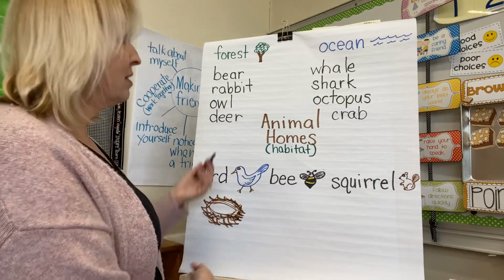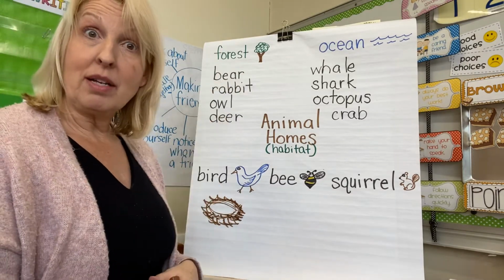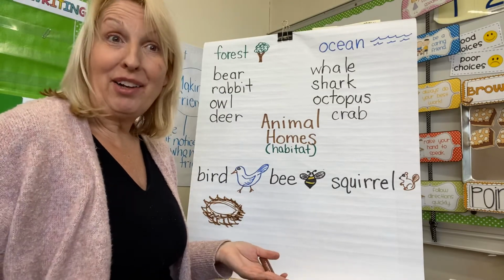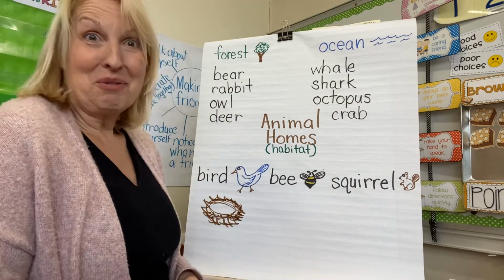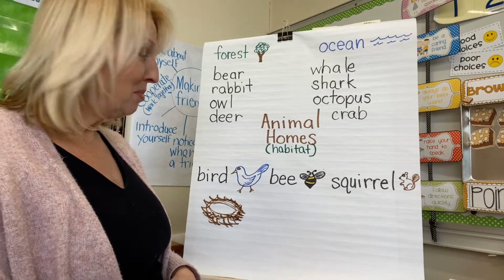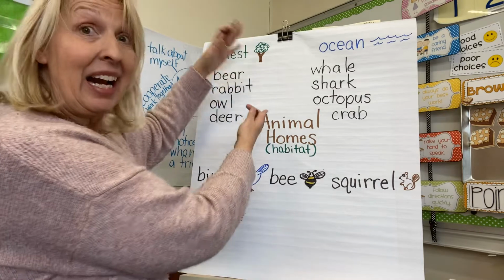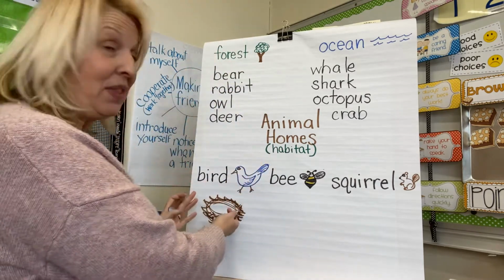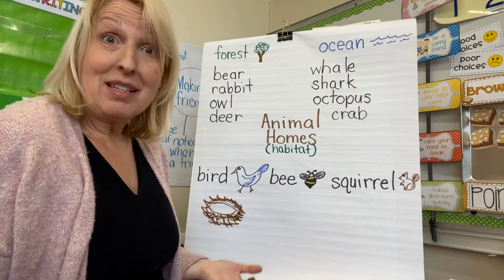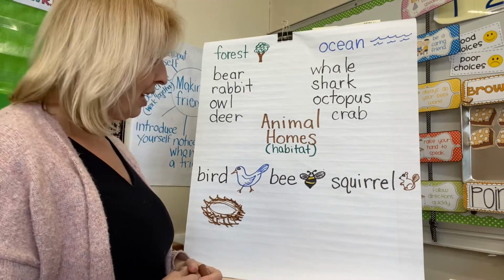So that nest might be in a tree in a forest, or it might be in a tree in your backyard. Who knows? But a nest is what they would build. That's a specific type of habitat. So you have your area like a forest, but then within that forest, they might be in a nest, which is part of their habitat as well.